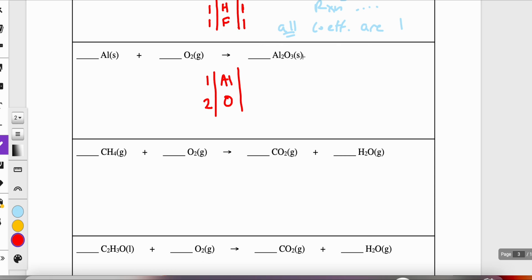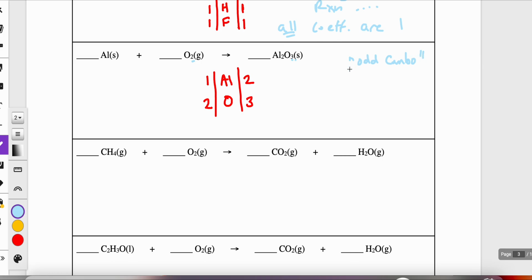Doing my count on the right-hand side, well, Al has a subscript of 2, meaning I have 2 aluminum atoms, and the O on the right-hand side has a subscript of 3. So one of the things I like to point out when I'm teaching this, take a look at oxygen. Oxygen has a subscript of 2 on one side and a subscript of 3. I call this an odd combo. That's just what I've called it all these years. I have an odd combo.